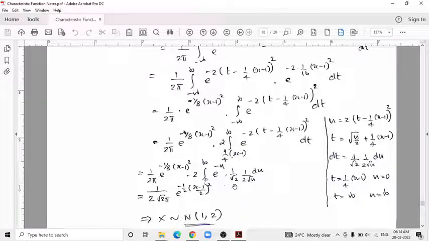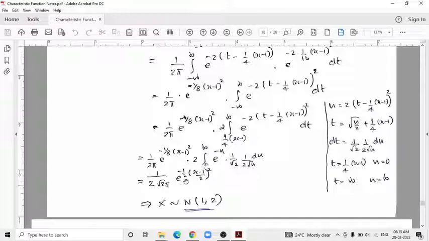Doing those simplifications to get a standard gamma integral, we get it as twice integral 0 to infinity e raised to minus u, 1 by root 2, 1 by 2 root u du, and this can be treated as gamma 1 by 2. So on simplification we get it as 1 by 2 root 2 pi e raised to minus 1 by 2 x minus 1 whole square, which is the normal distribution with mean equal to 1 and standard deviation 2, that is N mu sigma, where mu is 1 and sigma is 2. So this is the way we are inverting the density function from the characteristic function, and for that we make use of the inversion formula.